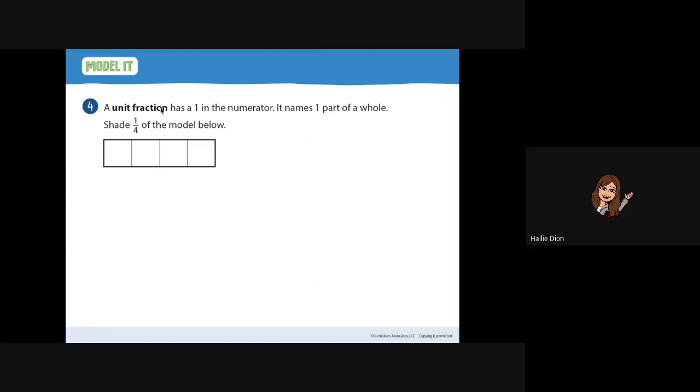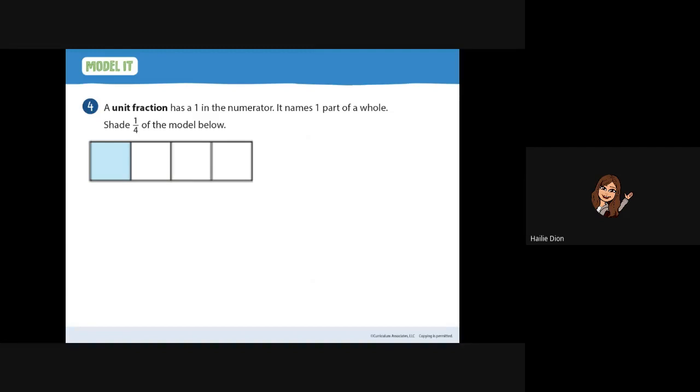And to have a unit fraction, you have to have a 1 in the numerator. So that means you're only shading in 1 of these boxes. And you can see that there. Like I said in the beginning, it might be easier to walk through some of these with a separate sheet of paper and kind of pause and work through that as I'm talking.